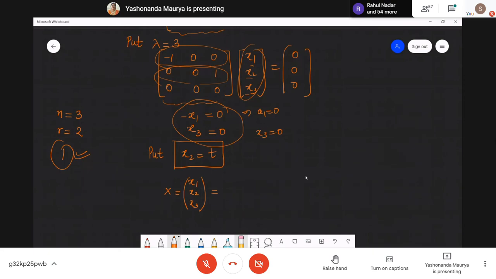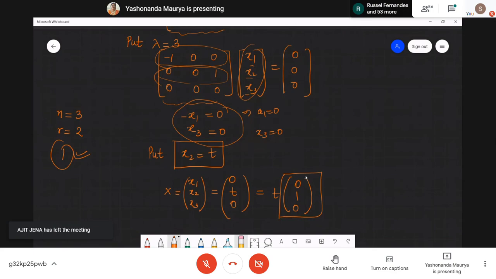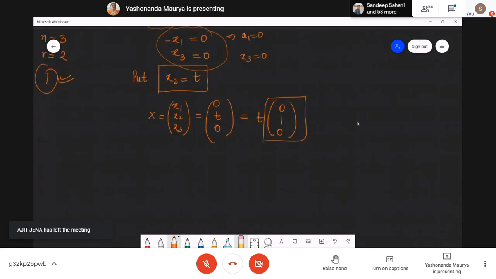Okay, so what will be this expression? It will be 0, t, and again 0. We get only this, t times 0, 1, 0. Okay, so we got only one expression here. So this is the only one linearly independent vector. ठीक है, सिर्फ हमको वेरिएबल क्या मिला? सिर्फ एक ही वेरिएबल मिला t. So this is one vector. Okay. Therefore, we get.